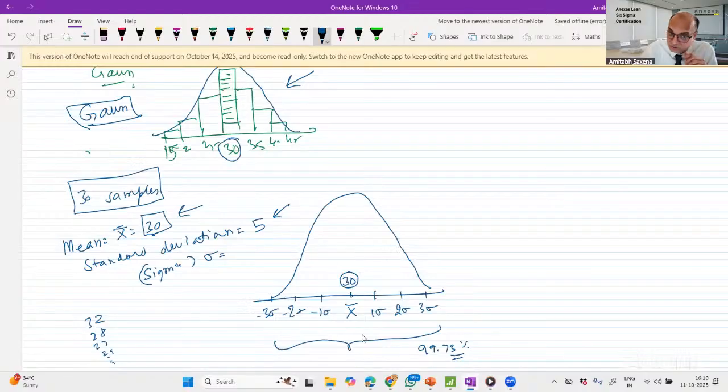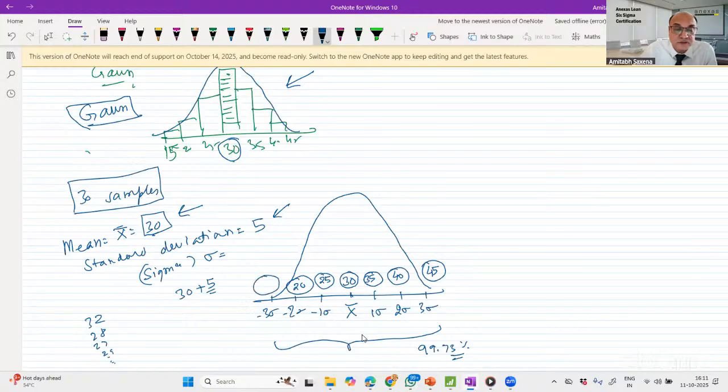Average is 30 minutes. Most of the time you take 30 minutes. 1 time standard deviation would be 30 plus 5, because 5 is the standard deviation, 35. Then 2 times standard deviation is 40. And 3 times standard deviation is 45. Minus 1 time standard deviation is 25. Minus 2 times is 20. Minus 3 times is 15.